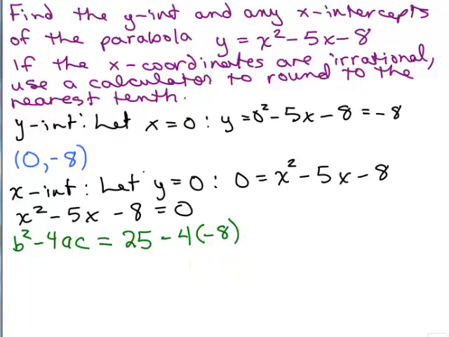So that's going to give me 25 plus 32, or 57. So 57 is the number that's going to go underneath the square root in the quadratic formula. It's a positive number, so we are going to get two real solutions, but they will be irrational because we'll have the square root of 57, and that's not a perfect square. So let's transfer this to the next page.